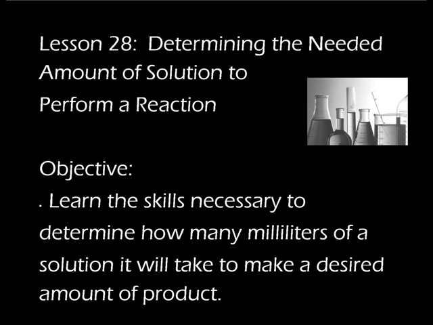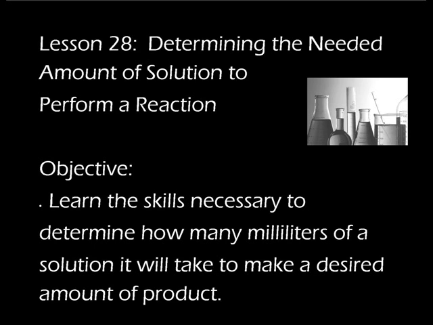In Lesson 27, you learned how to take a known amount of solution of a known molarity and place it into a chemical reaction in order to predict the quantity of a product from the reaction. You learned that you first have to convert the milliliters of solution to grams of solute and then ultimately moles of solute before you could continue with the stoichiometry calculations.